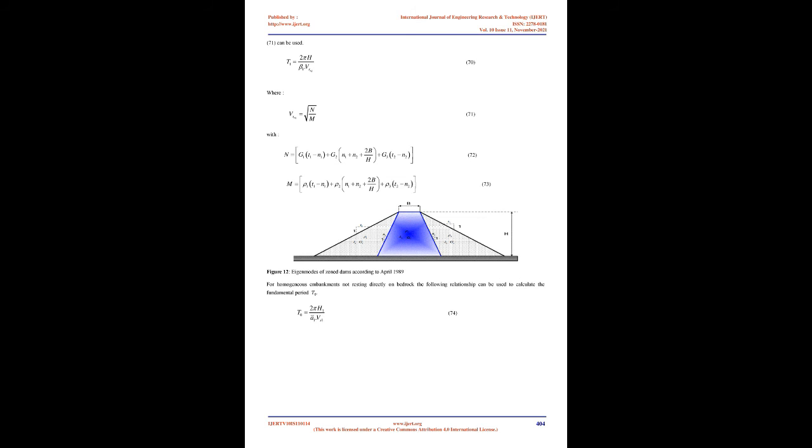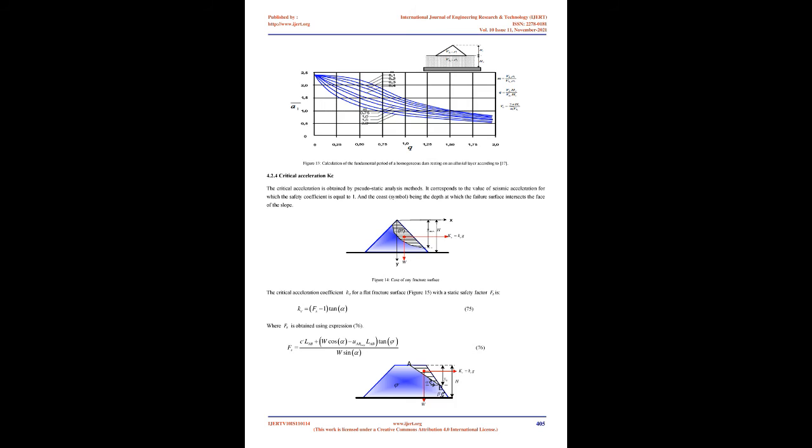Damping coefficient, %. Figure 12, Eigenmodes of zone dams according to April 1989. For homogeneous embankments not resting directly on bedrock, the following relationship can be used to calculate the fundamental period. Figure 13, Calculation of the fundamental period of a homogeneous dam resting on an alluvial layer according to 17.